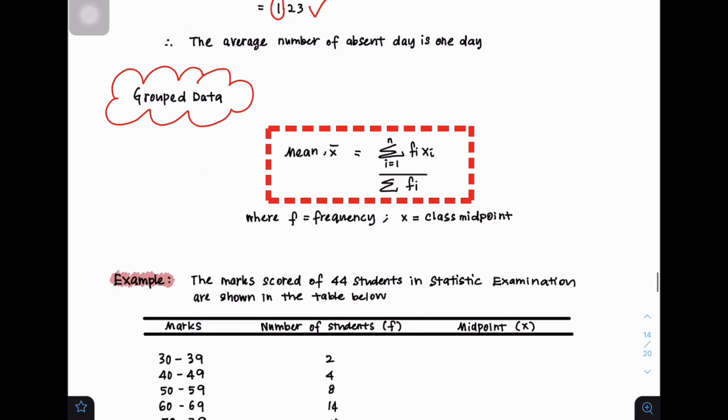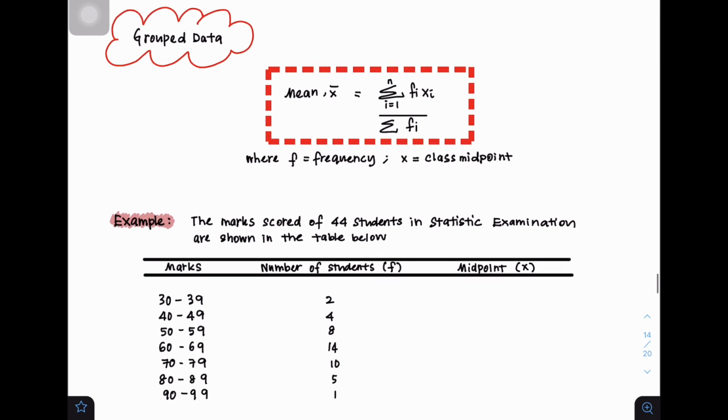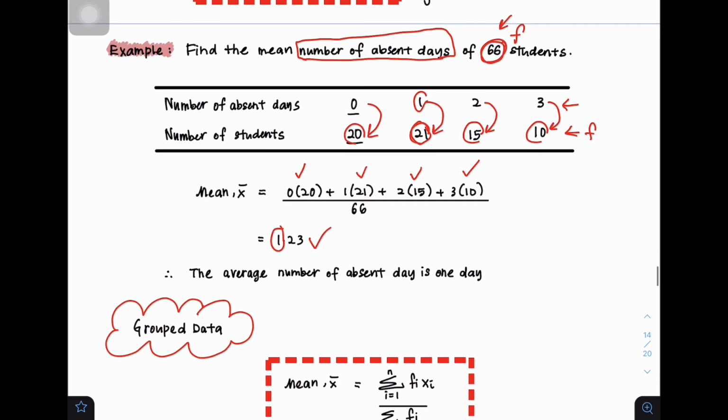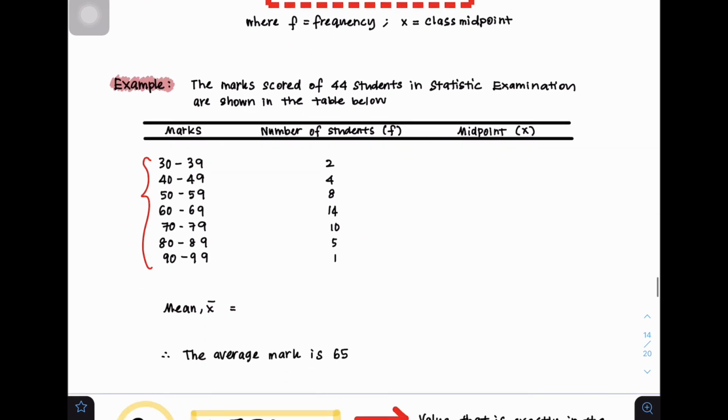Okay, so now we want to go to group data. So macam mana kita nak cari mean untuk group data? Okay, so macam mana kita nak compare ataupun kita nak bezakan the group data dan ungroup data. Group data dia ada interval, class interval ni kita panggil group data. Okay, kalau macam tadi kita cuma ada data dan frekuensi, so ini adalah ungroup data with frequency.